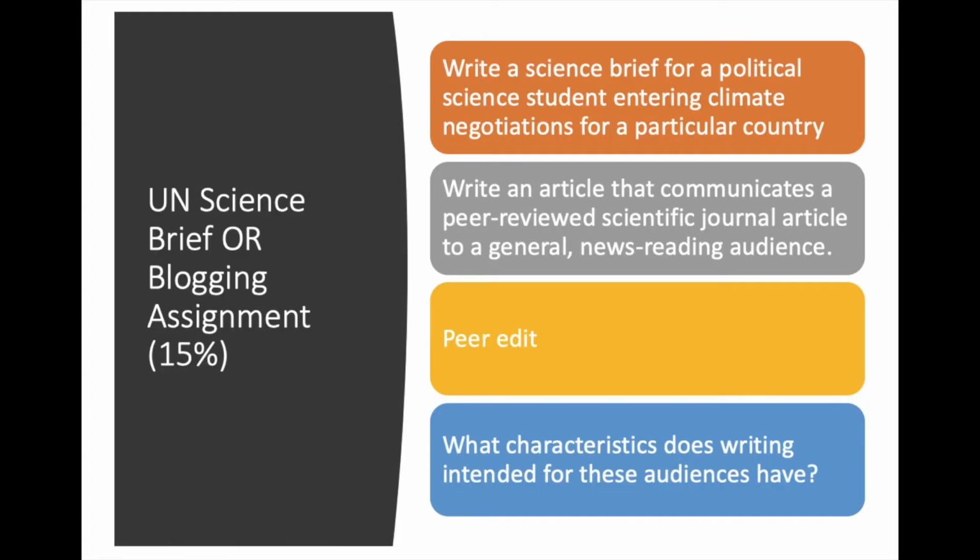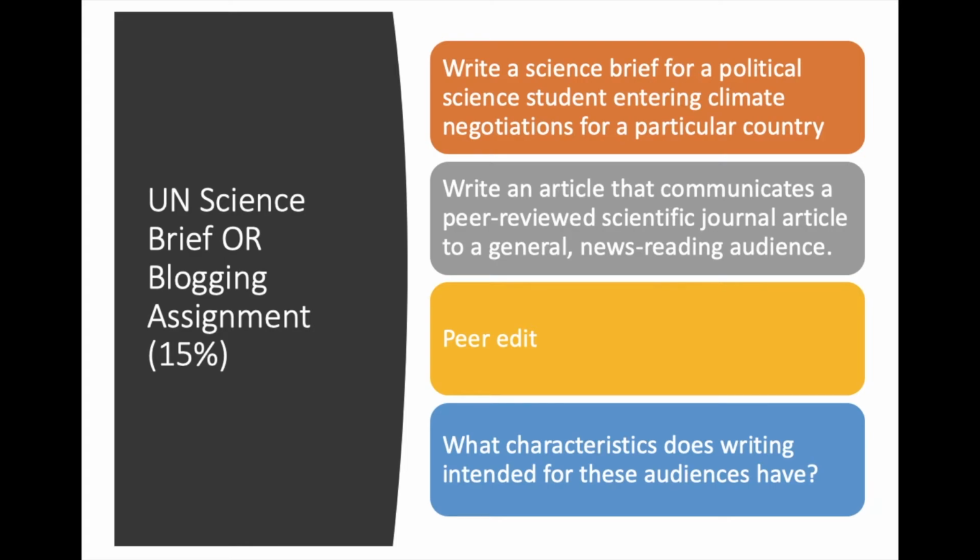So the science communication project for this year is one of two options. The first is a UN science brief, which involves writing a science brief for a political science student, so students in a partner class in Western's political science program. Those students are entering climate negotiations for a particular country, so your job would be to write a short document that gives them the state of science for their particular region of the world.